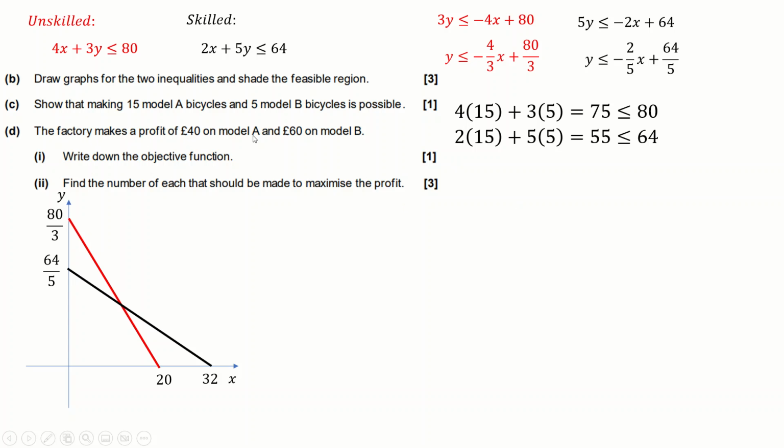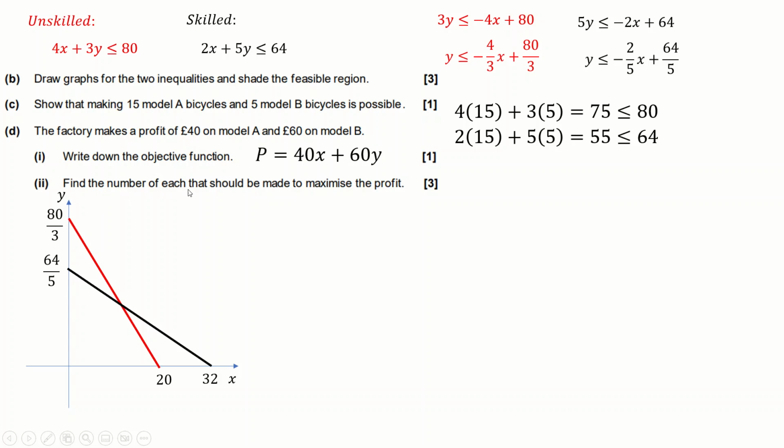Okay, the factory makes £40 on this and £60 on those. Write down the objective function. Now, I've literally never heard of an objective function in my entire life, and this is why I think other subjects are jokes sometimes. I can pretty much figure out that it's probably just saying 40x plus 60y. So, cool. Yeah, good. Done that.